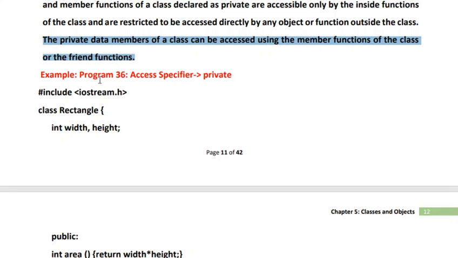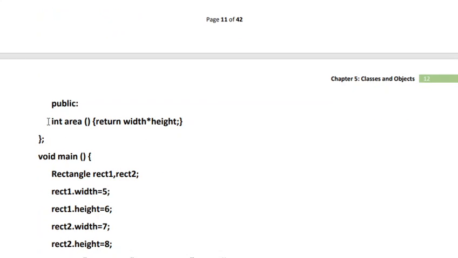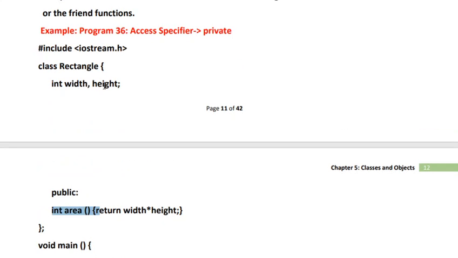Now what I have done is I have modified the same program. Here I have placed the width and height in the private section, because as I said, by default the access specifier, if it's not specified, will be private in nature. So I've placed the data members in the private domain of the class, and the member function in the public domain of the class. So the area function is public in nature, whereas width and height are private in nature.